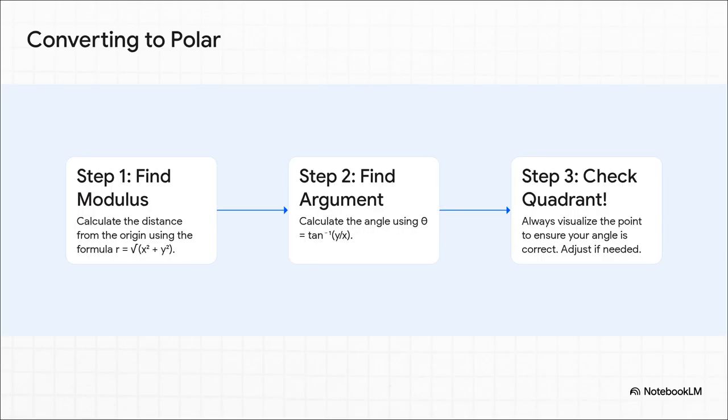Now, switching from one form to the other is pretty straightforward, but there is one little catch you have to watch out for. Your calculator might spit out an angle, but it could be pointing in the completely wrong direction, the wrong quadrant. So you always, and I mean always, want to just quickly picture where that point is on the plane to make sure your angle actually makes sense.